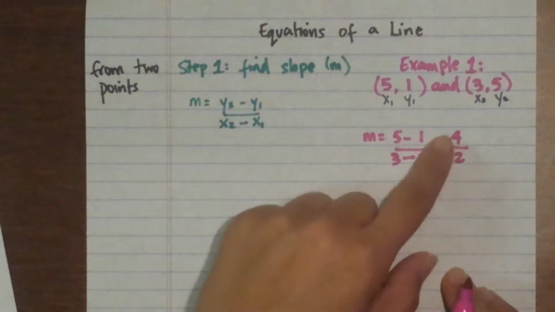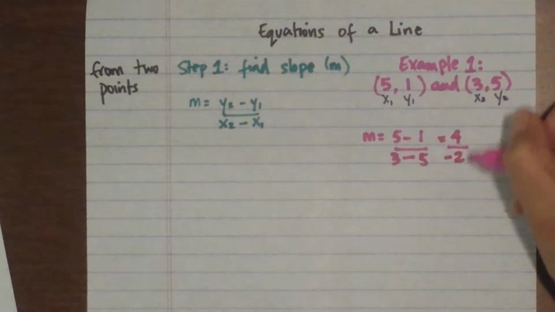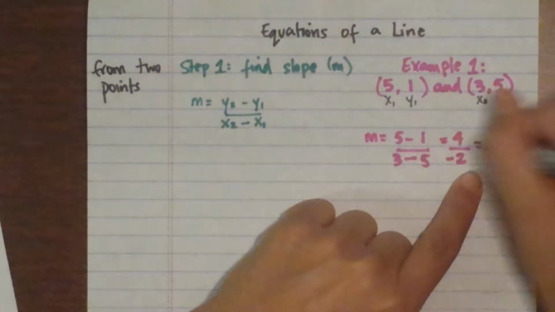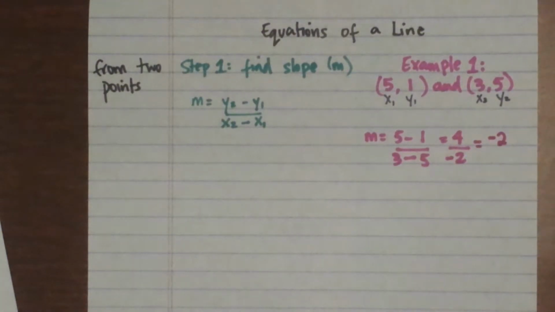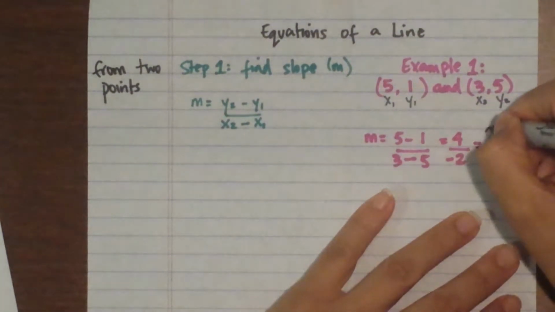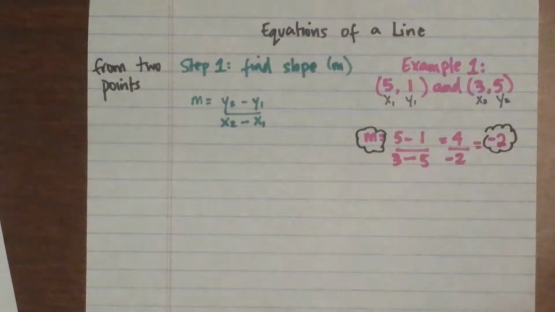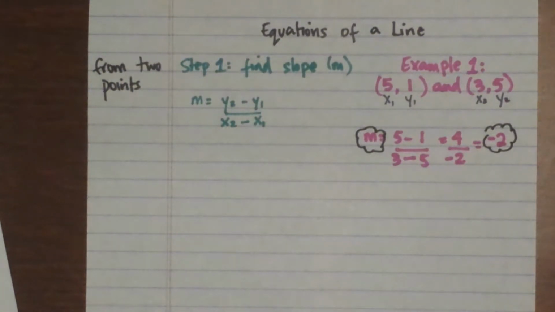Okay, now you never leave it like this. You always simplify it. So if you could simplify this, go ahead and simplify it. 4 divided by negative 2 is going to give you negative 2. Okay, so my slope m is equal to negative 2. Perfect. I did step 1. Find the slope. I found the slope. Alright, step 2.